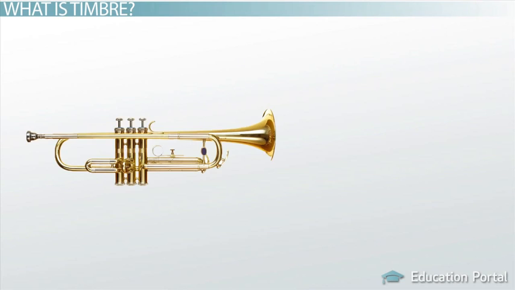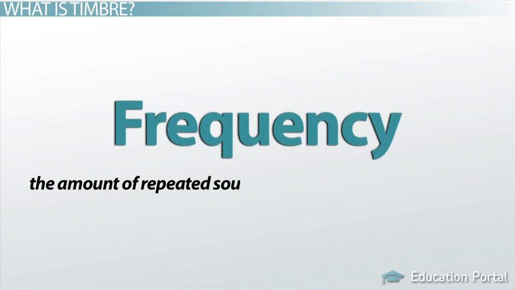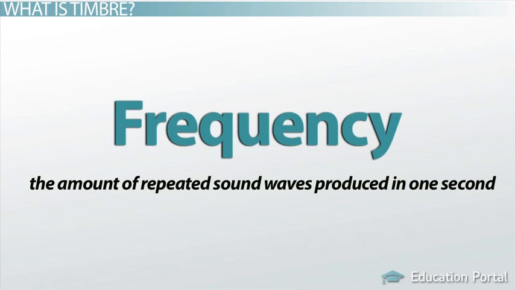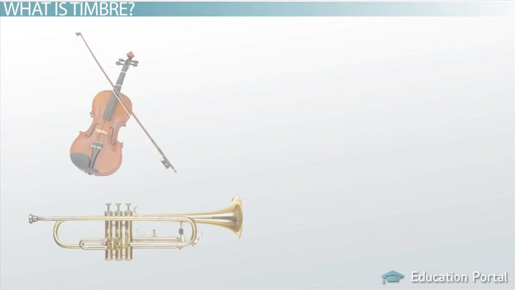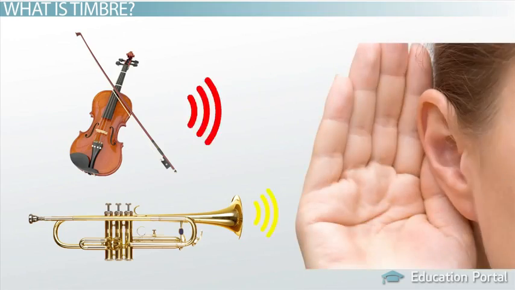Physically, when an instrument or voice sounds, it creates vibration. This vibration has a particular frequency, which means the amount of repeated sound waves produced in 1 second. The frequencies produced by an instrument or voice create its timbre. Because each instrument or voice vibrates slightly differently, each produces different frequencies. This is how our ears can tell one from another.